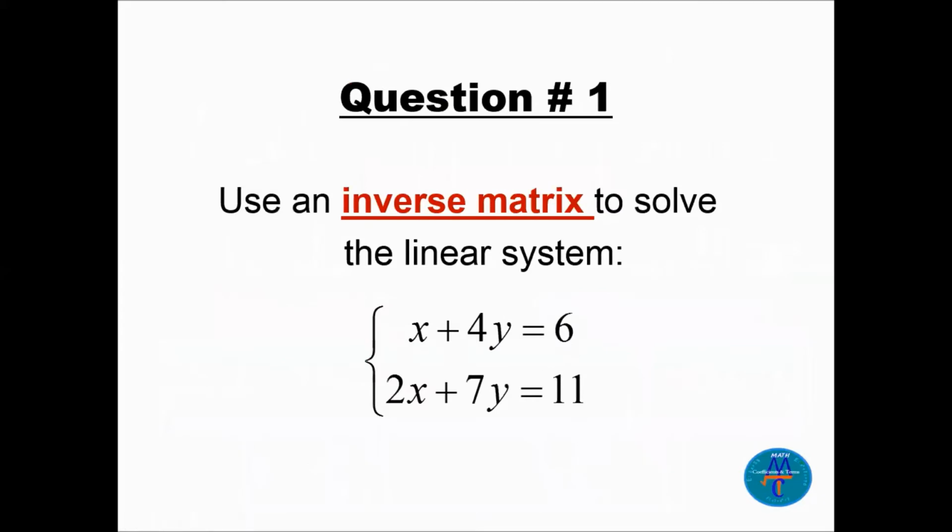Let's start with question number 1. Use an inverse matrix to solve the linear system. What do we do here? We have to change the whole linear system into a matrix equation. x plus 4y is equal to 6. 2x plus 7y is equal to 11. I know we have many ways to do this. Easy ways: you can do it by elimination, substitution, graphing, Cramer's rule, or the Gauss elimination method. But in this example we need to use the matrix inverse.